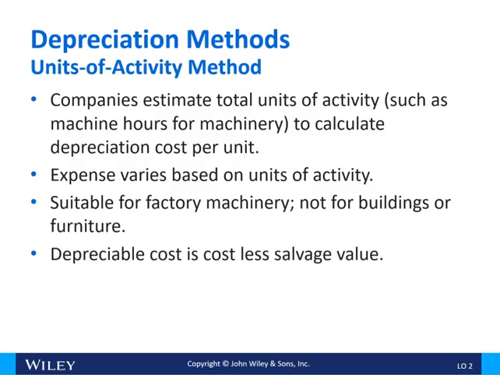And we're going to use that to calculate the depreciation cost per unit. Then we're going to apply that cost per unit to the number of units in a given period. So the expense is going to vary based on the units of activity. This is suitable for factory machinery, delivery trucks, that type of thing, but it's not suitable for buildings or furniture. And depreciable cost is cost less salvage value, so the same that we saw in straight line.